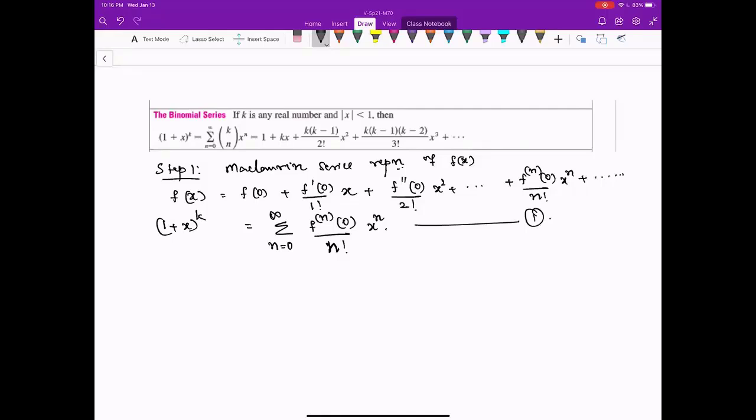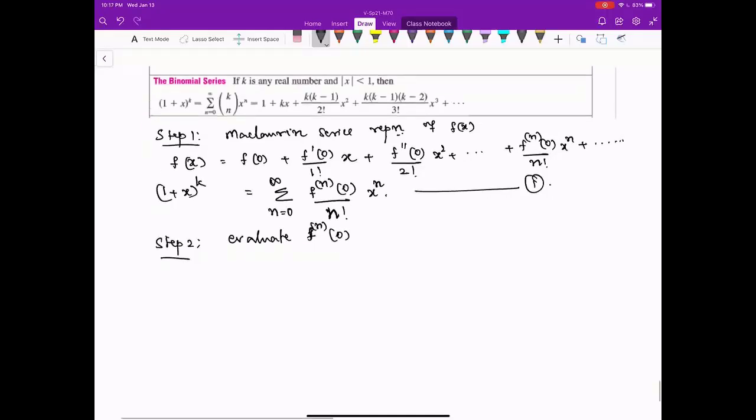All right, now step 2, we will evaluate these coefficients. So evaluate the values of the nth derivative at 0. First, let's start with f of x, which is 1 plus x to the power k. So f at 0 is going to be just 1 to the power k.